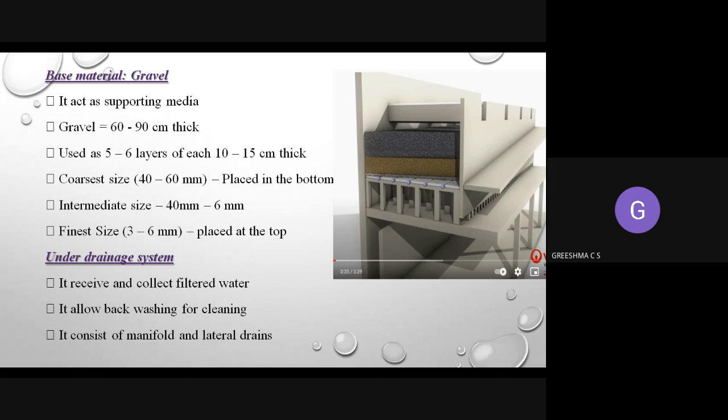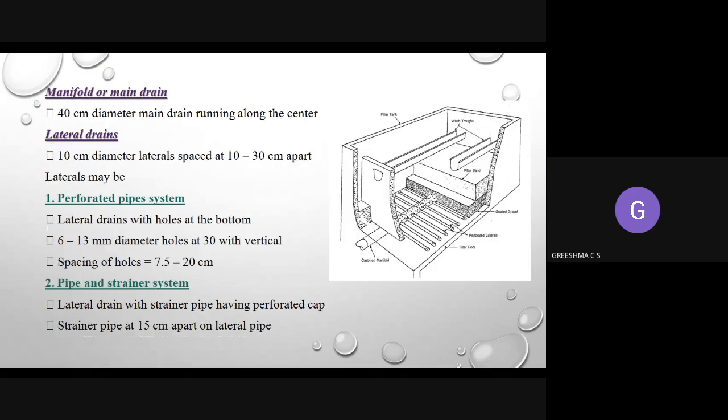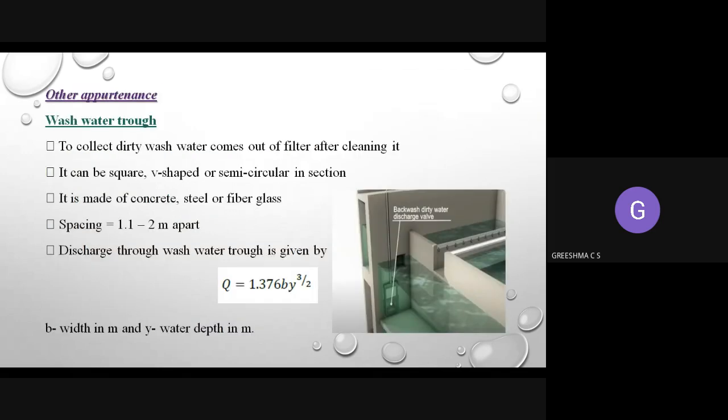The filter media basically consists of sand and gravel. Then we have an under drainage system, that is to collect the filtered water and also to clean the filter bed using backwashing. These are the lateral manifolds and main drains, lateral drains. All these things we have discussed. Now this is a wash water trough.